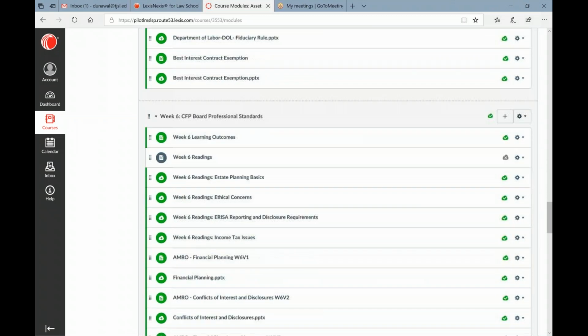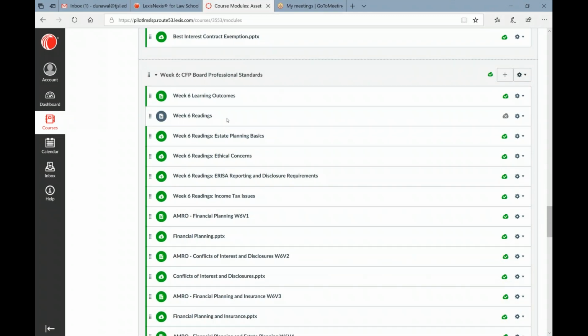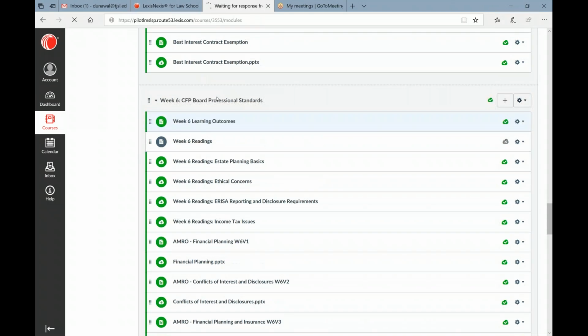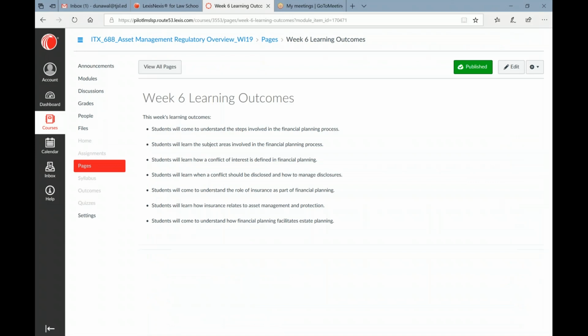So this week we will be learning about CFP Board Professional Standards. So let's take a look at the learning outcomes for this week. Okay, there we go. So this week you will come to understand the steps involved in the financial planning process. You will also learn the subject areas involved in the financial planning process. You'll learn how a conflict of interest is defined in financial planning. You'll learn about if there is a conflict, when it should be disclosed, and how to manage the disclosures.